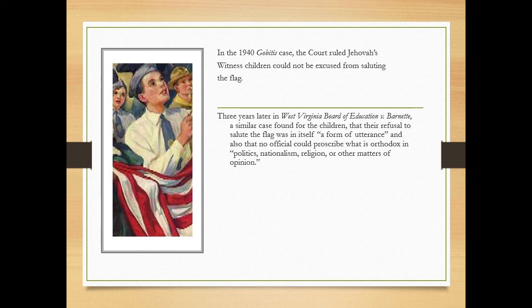And so they further their finding when they said that no public official, no president, no congressperson, no governor, no school principal could prescribe what is orthodox, what is right, what is correct in politics, nationalism, religion, or any other matter of opinion. And so this goes back to what Thomas Jefferson said in his letter, that government reaches only to actions, that it doesn't reach into your opinions, it doesn't reach into your heart, into your mind. That's an interesting case to hold, and again, this is freedom of exercise.